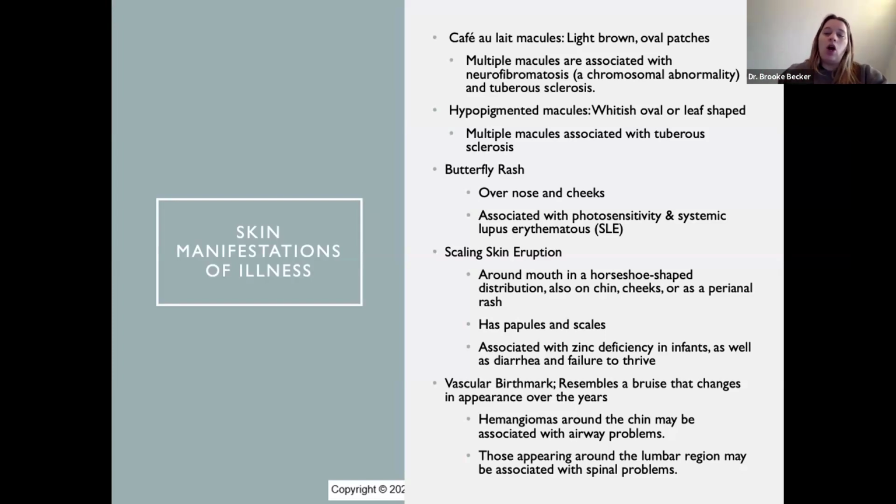Like I said, hemangiomas, they can be problematic if they're in certain places. So if they're over your lumbar spine, you worry about spinal issues just because of that capillary accumulation in that area. Same with if it's around the chin or on the neck, you worry about problems with the airway. So if you see hemangiomas in those areas, even if there's just one, then you need to be sending those kids to hematology and dermatology. Okay.